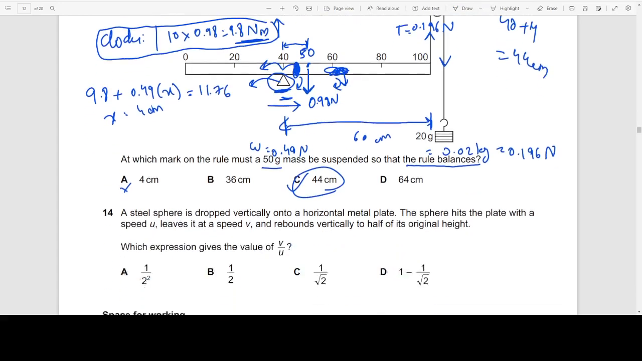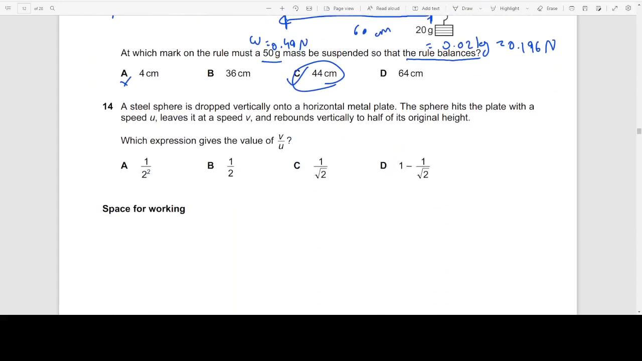Alright, a steel sphere is dropped vertically onto a horizontal metal plate. The sphere hits the plate with a speed u, leaves it at a speed v, and rebounds vertically to half of its original height. So we have this steel sphere dropped vertically from, let's say, height h. It falls down and then bounces up only till height h upon 2.